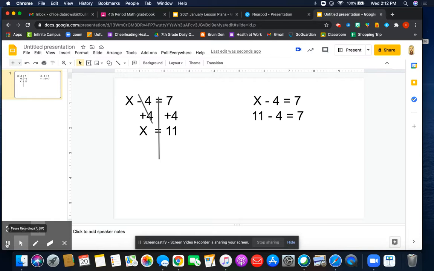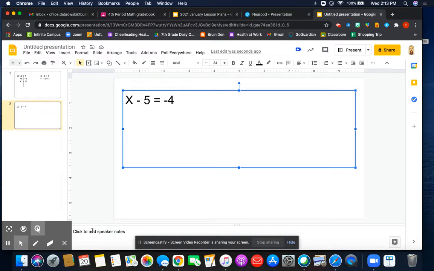All right, let's try another one. Okay, so this time we have x minus 5 equals -4.